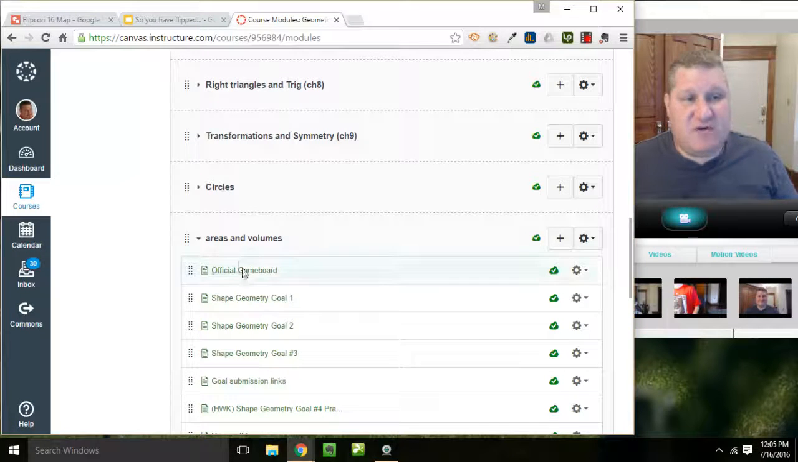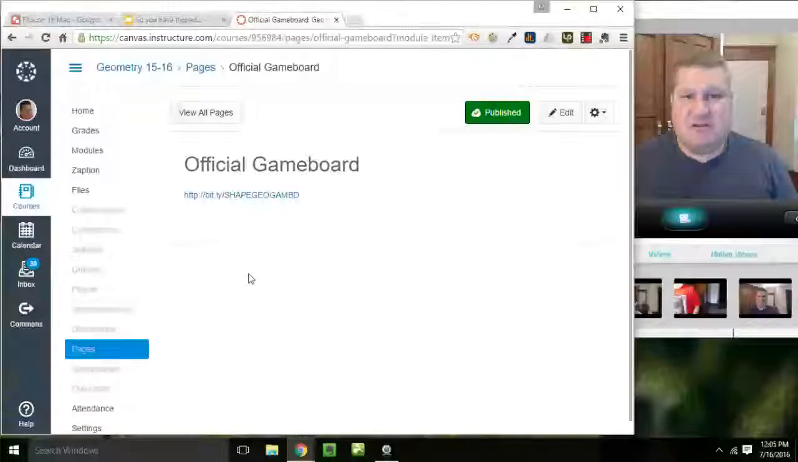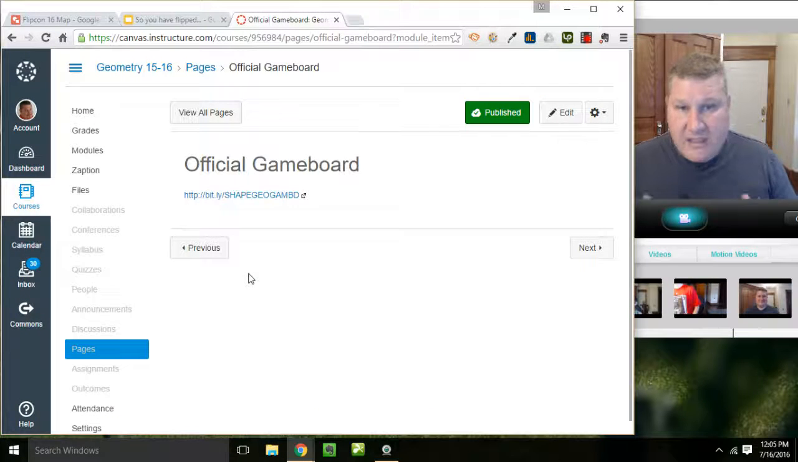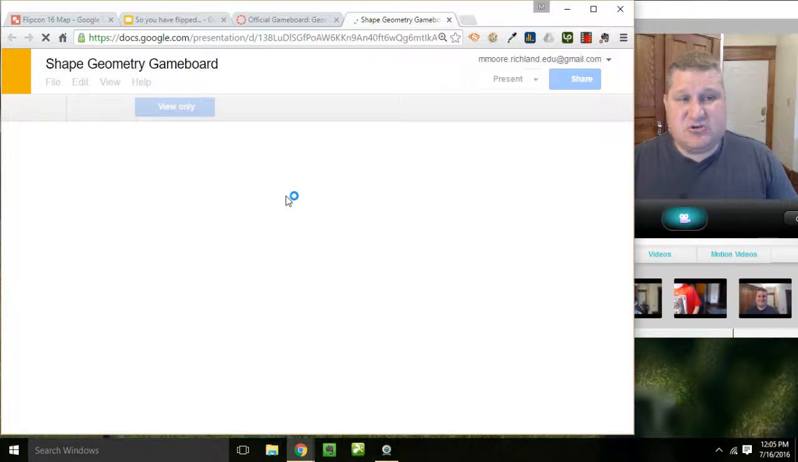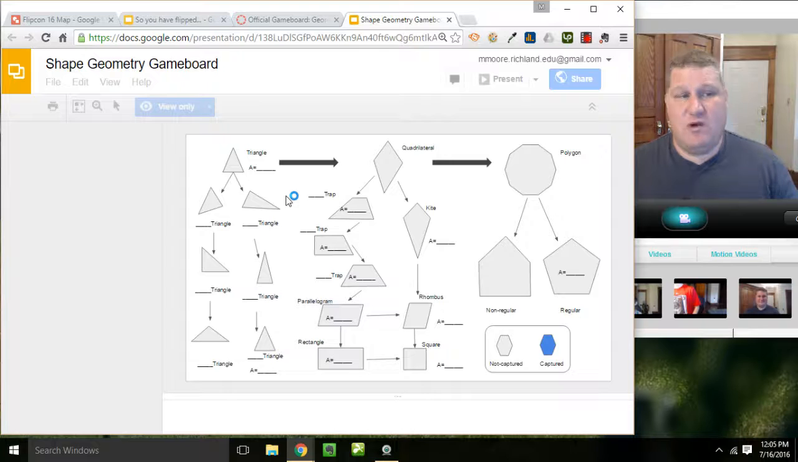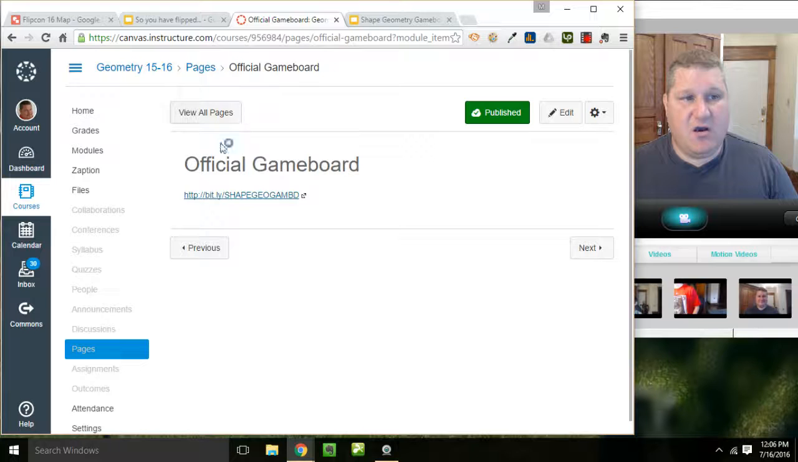To do that, one of the things I did was make an official game board. We already know the shapes that we're going to be talking about. By putting together a game board look, the students know exactly where we start and where we're headed, especially since geometry lends itself to a pattern and an organizational system. So they have a broad pattern, and they can check things off as they go.